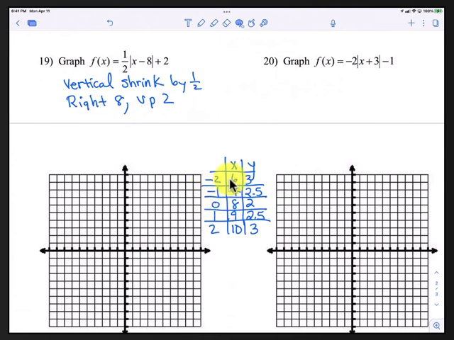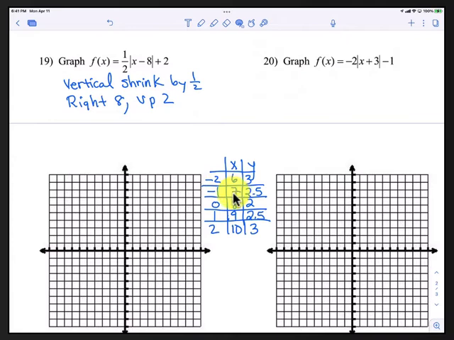So -2 plus 8 would be 6, -1 plus 8 is 7, 0 plus 8 is 8, 1 plus 8 is 9, and 2 plus 8 is 10. Now we simply plug in each one of these x values into the original function. So if you plug in 6, 6 minus 8 is -2. The absolute value makes it +2. You'll multiply that by 1/2, and that'll be 1. And then plus 2 makes 3.